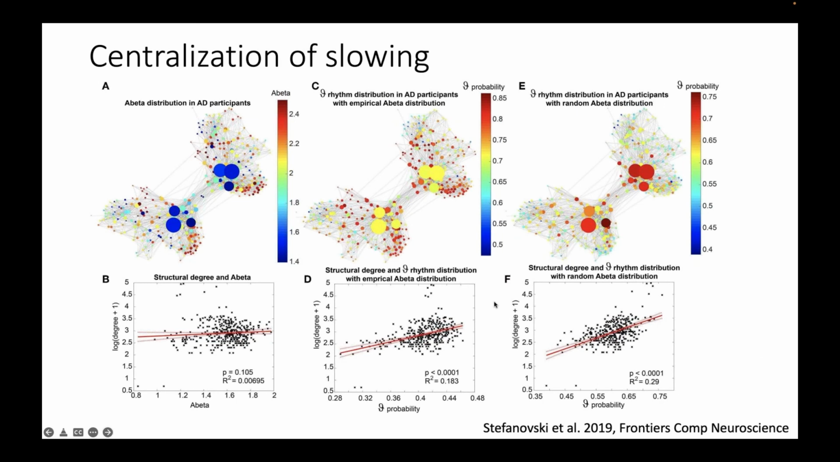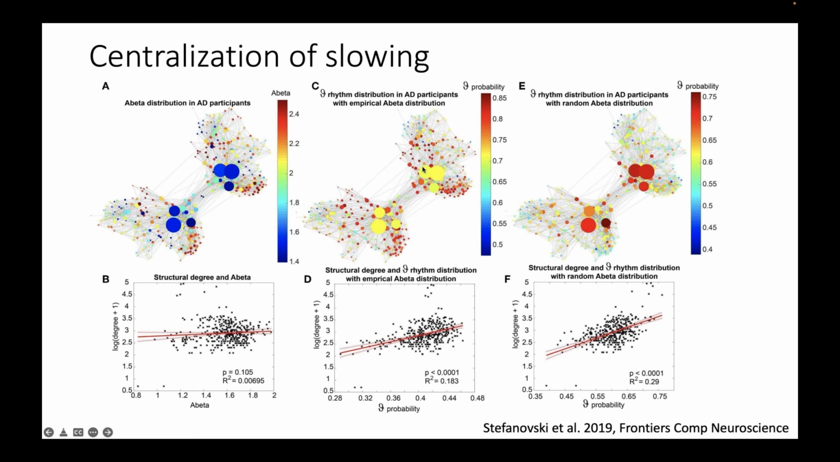Because then we wanted, of course, to know: what are the network effects? What I've shown you before was not so new, because then we would not need to couple the system. But it was good that we coupled it, because we found out that the slowing was centralized, while the A-beta distribution was not. The A-beta distribution was not strongest in the hubs of the network. It's actually quite equally distributed, also in peripheral regions.